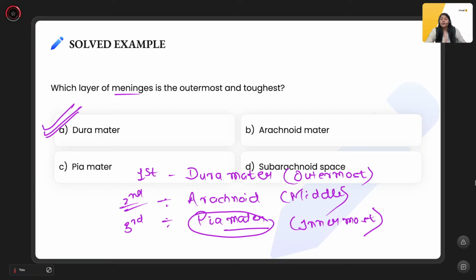option A, dura mater. Okay, so this was all for this zoology masterclass session.